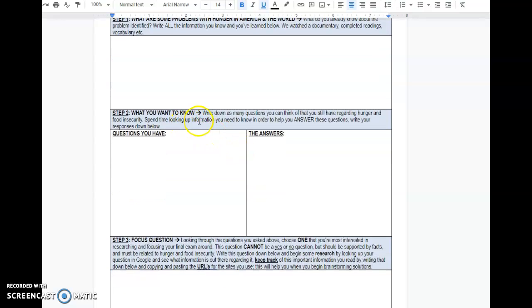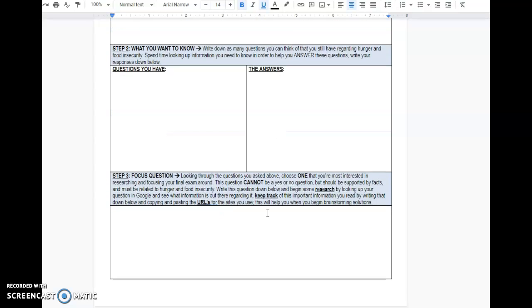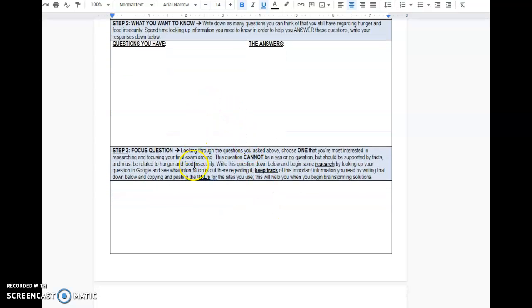Step 2, what do you want to know? Write down as many questions as you can think of that you still have regarding hunger. So you identified things you knew up here. Now, when you think about hunger and food insecurity, what questions do you still have? List a few of them here, and then look up answers just using Google and see what's out there. Then you want to make sure that you choose a question that is interesting to you that you've listed up here, and then you're going to further investigate this question, and this will become your problem and solution focus.